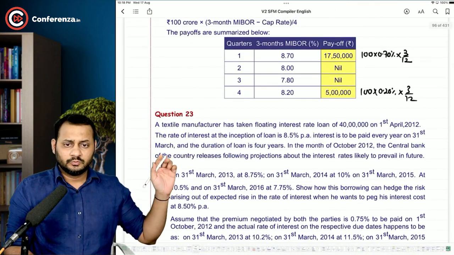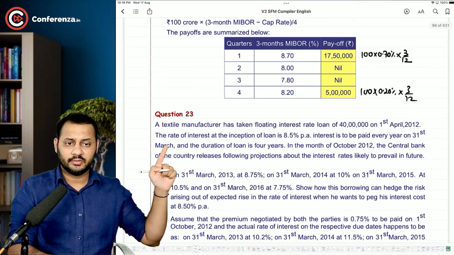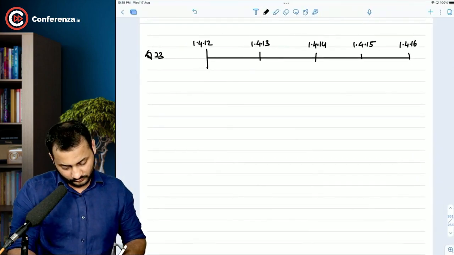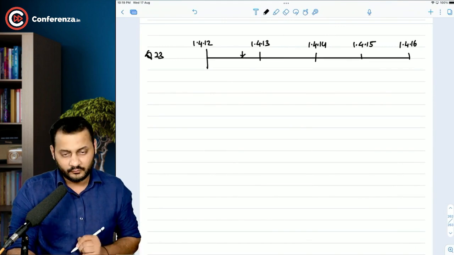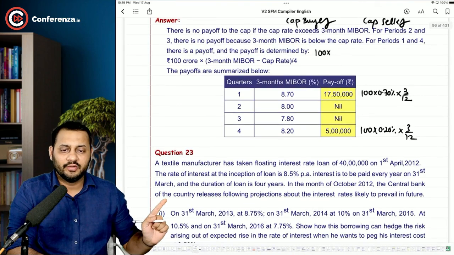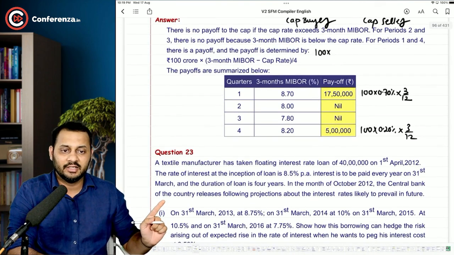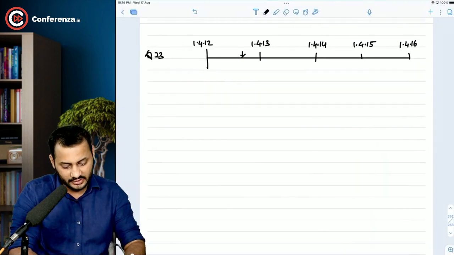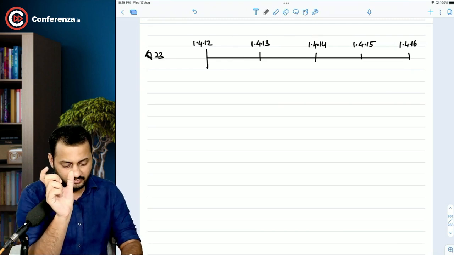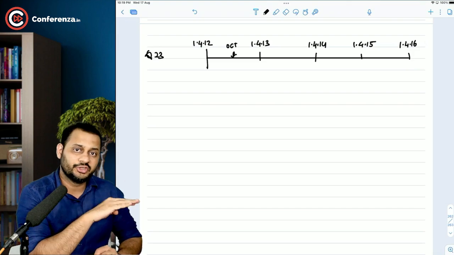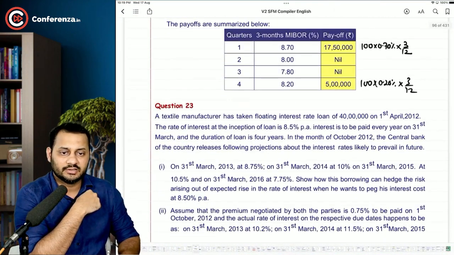Now, 8.5% per annum. Interest is to be paid every year on 31st March and the duration of the loan is 4 years. In the month of October 2012, the central bank of the country releases the following projections about the interest rate likely to prevail in future, about the future rates. On 31st March 2013, oh, it's March. So October means just after half a year. From April to September it's 6 months. So October is here. So on this date, the future rates were declared. The future rates were like this for 31st March.